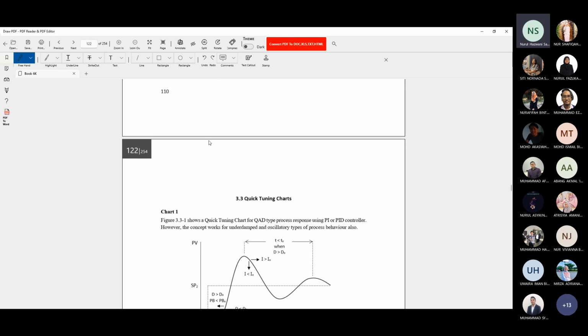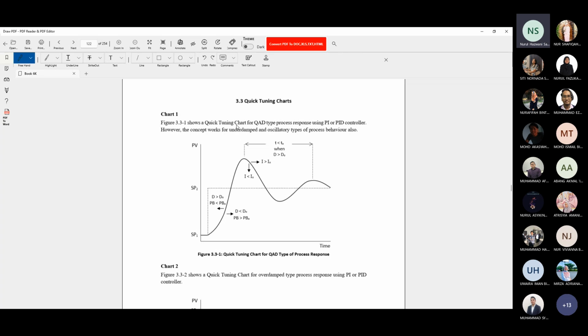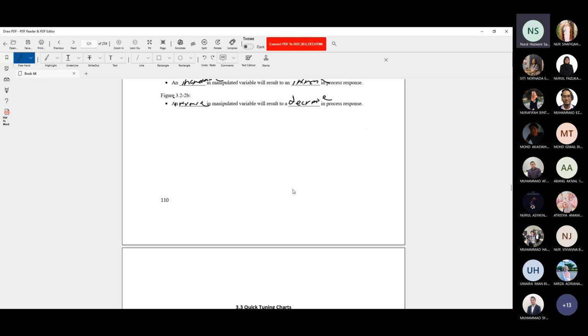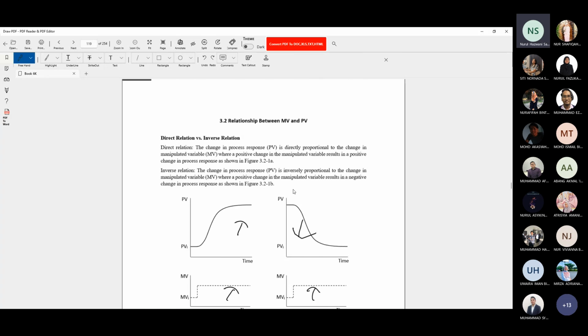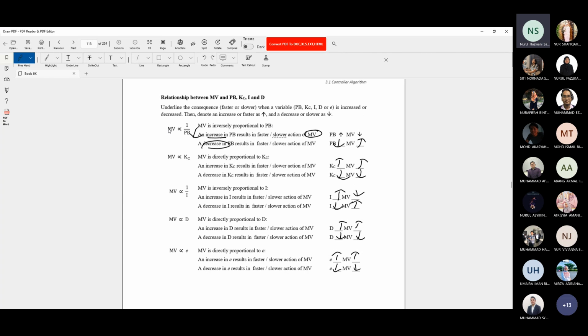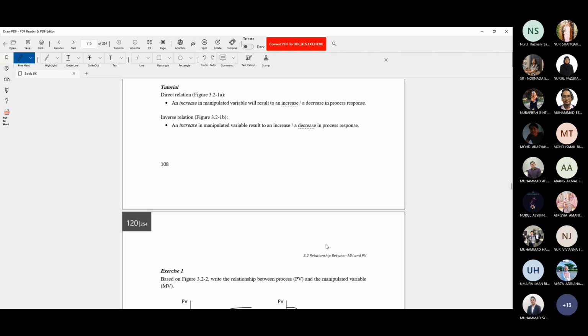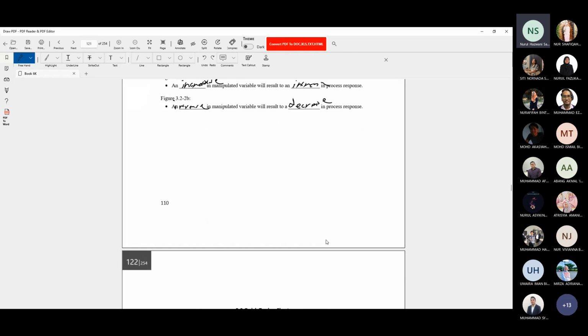So now we have the other type, which is we have a quick tuning chart. So kita boleh tengok juga daripada tuning chart ni, kita boleh tengok the relationship bila you tadi you buat MV increase, MV decrease. Lepas tu you boleh tengok the result on PB, KC, I, D and E kan. Sekarang ni kita tengok dekat quick tuning chart pula.